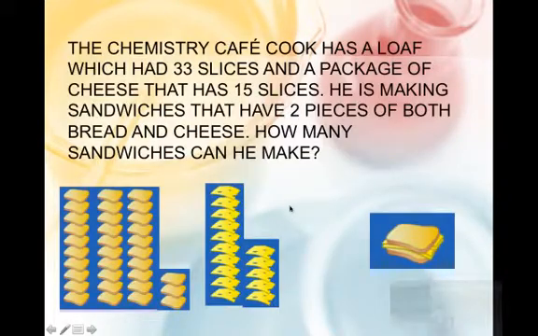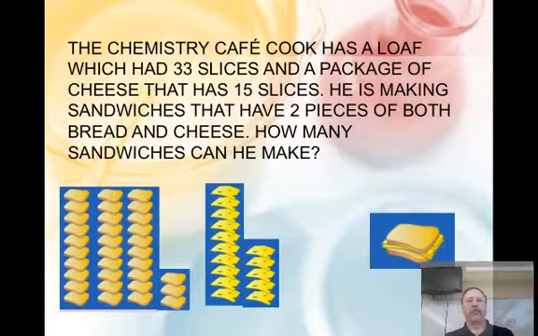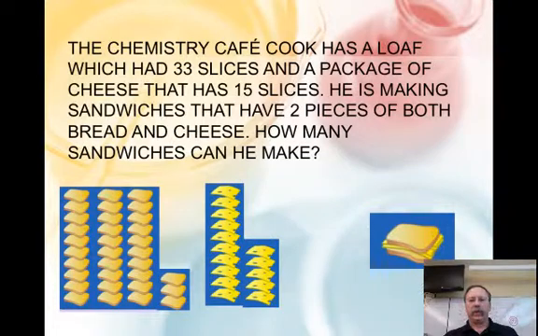Okay. Now, we're going to call it the Chemistry Cafe cook. He has a loaf which had 33 slices of bread and a package of cheese that has 15 slices. He is making sandwiches that have 2 pieces of both bread and cheese. How many sandwiches can he make? Okay, we need 2 loaf pieces of bread, so we're going to say our 33, and we're going to divide that by 2, and we're going to get 16 and a half. Right? Now, we can't make a half a sandwich. Well, we could, but we can't.